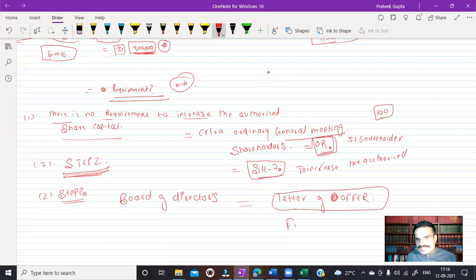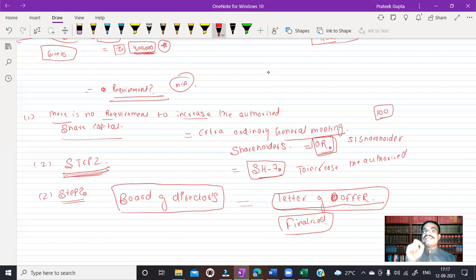Sir, what is a letter of offer? Let me tell you this. Letter of offer is a document which will be given to the shareholders by the company. It is a document that will be given by the company to whom? To the shareholders. So this is known as the letter of offer. So board of directors meetings will be conducted, and in this meeting, the letter of offer will be finalized.